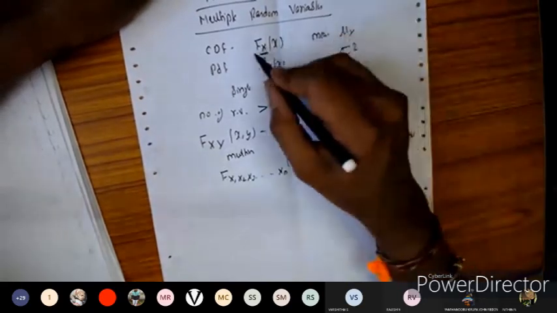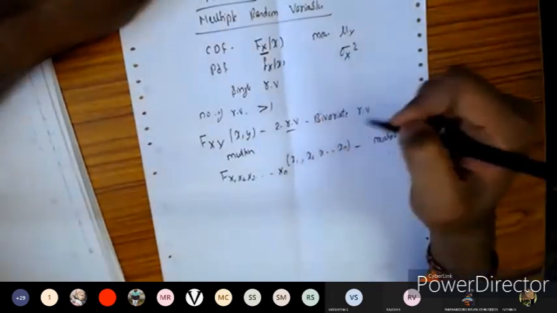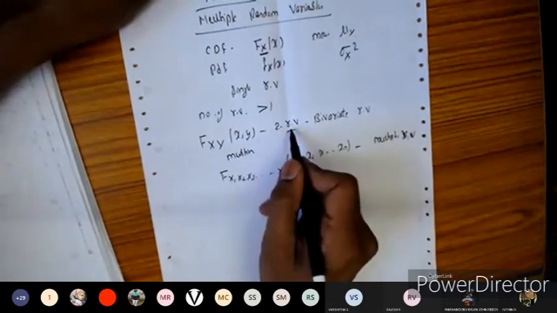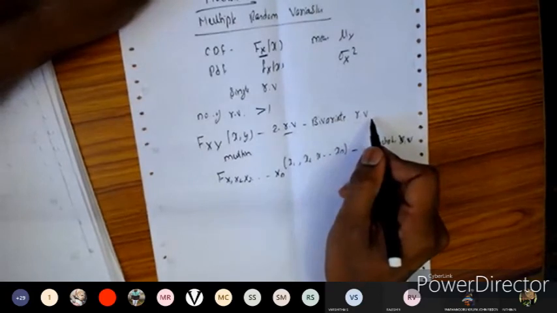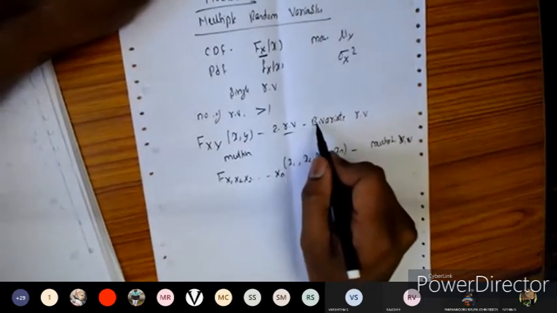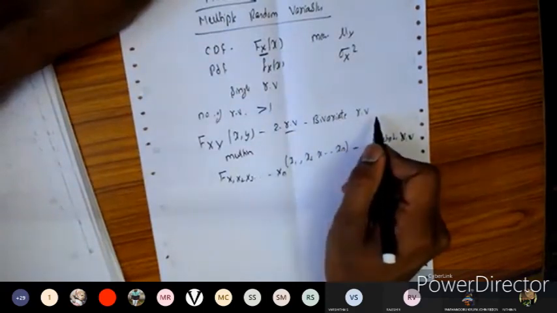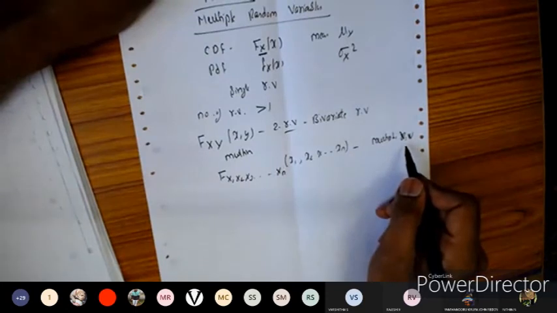In the previous module, we have seen a single random variable. If the number of random variables is greater than one, we are going to call that multiple random variables. Suppose there are two random variables, we can call this a bivariate random variable. Why is it called bi? Because there are two variables. If there are multiple, we call it multiple random variables.